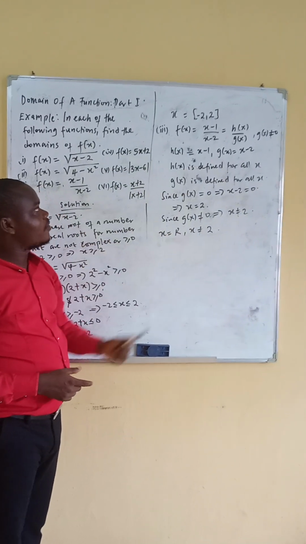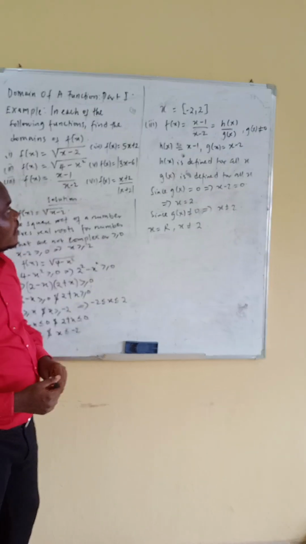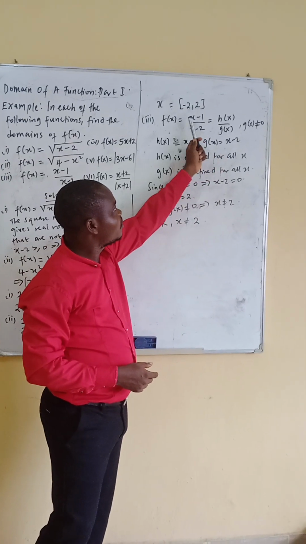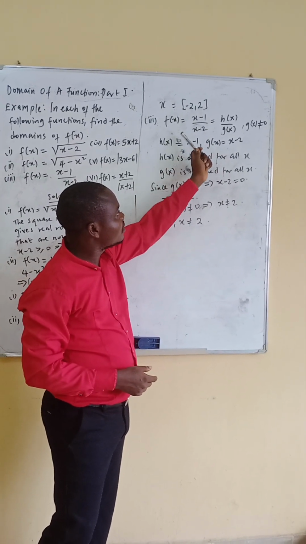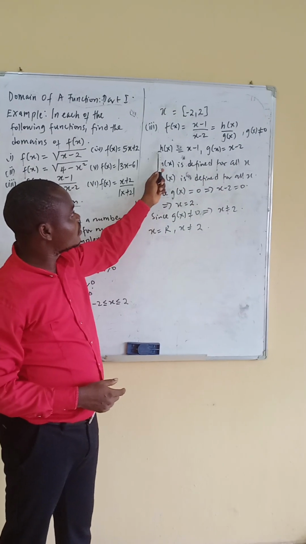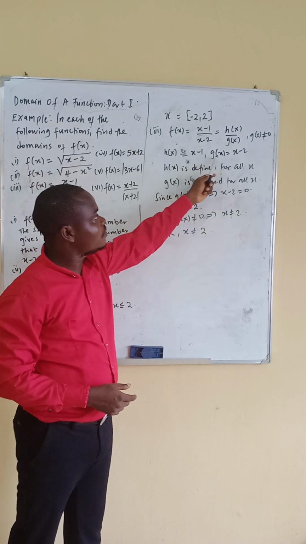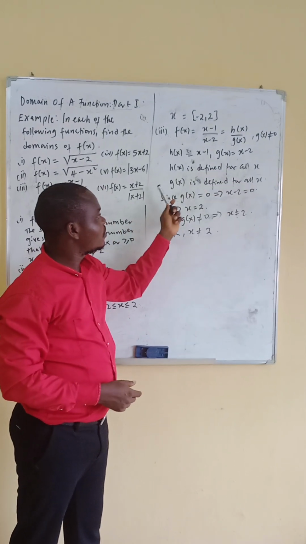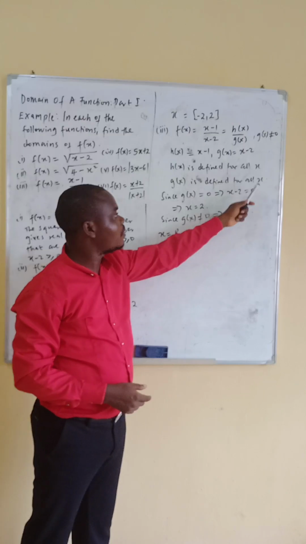Now for the third case, f of x is x minus 1 divided by x minus 2. That's the same thing as h of x over g of x. Now for this to be defined, g of x must not be equal to 0. Here h of x is x minus 1 and g of x is x minus 2. Now h of x is defined for all x. g of x is defined for all x.